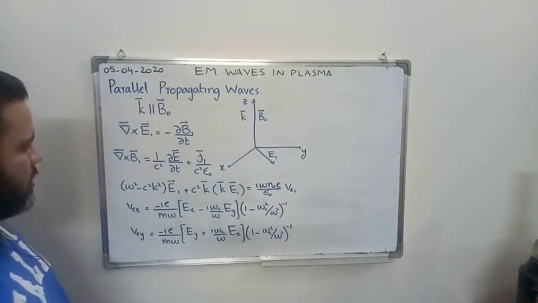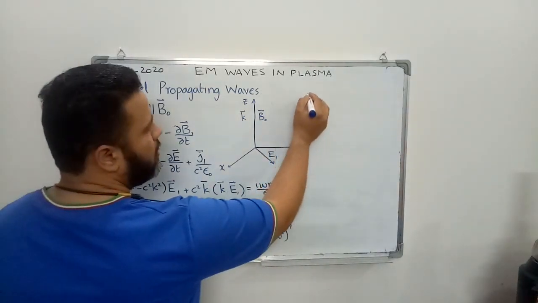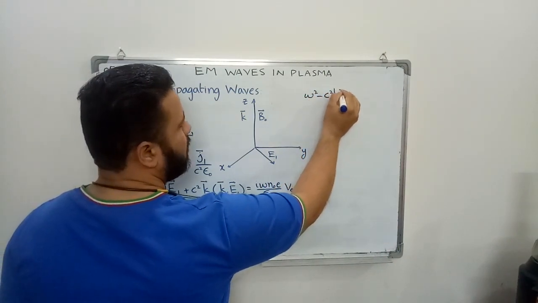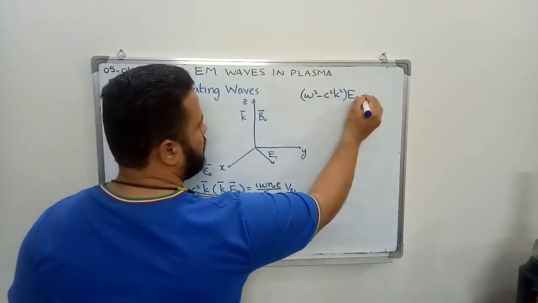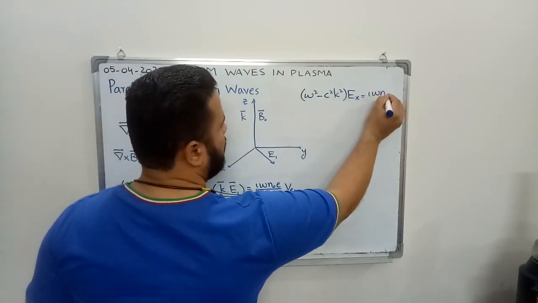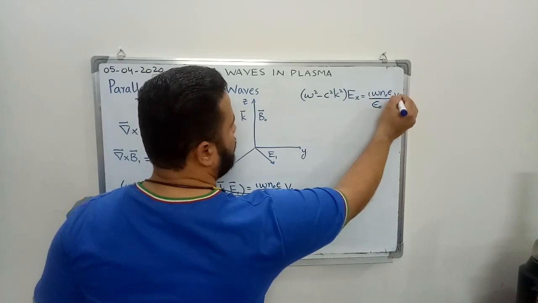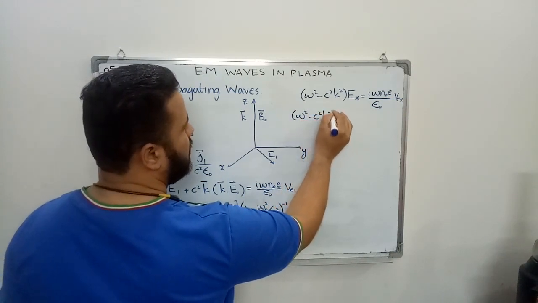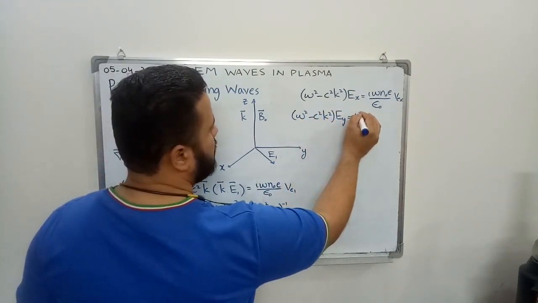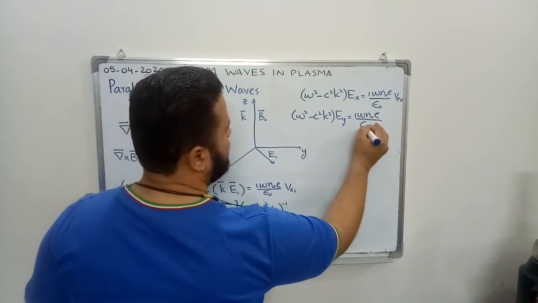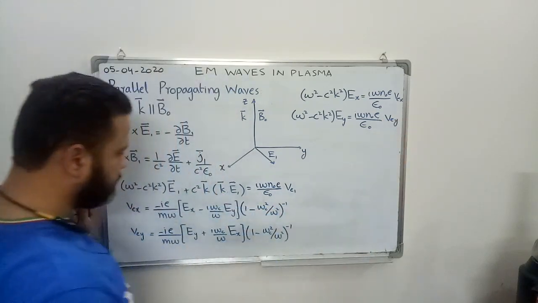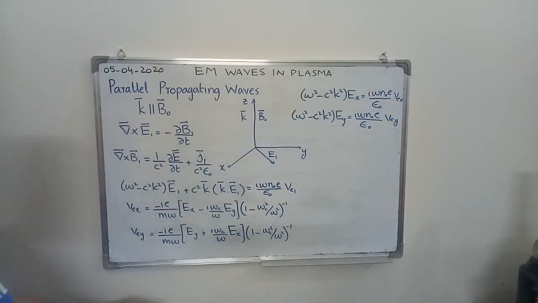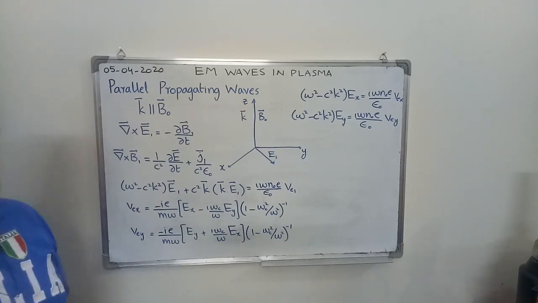Now I am going to write the components of this equation. Omega square minus c square k square times Ex equals iota omega n naught e by epsilon naught Vex. Similarly, omega square minus c square k square times Ey equals iota omega n naught e by epsilon naught Vey. Now I am going to substitute these values in this equation and try to find an expression in terms of Ex and Ey.